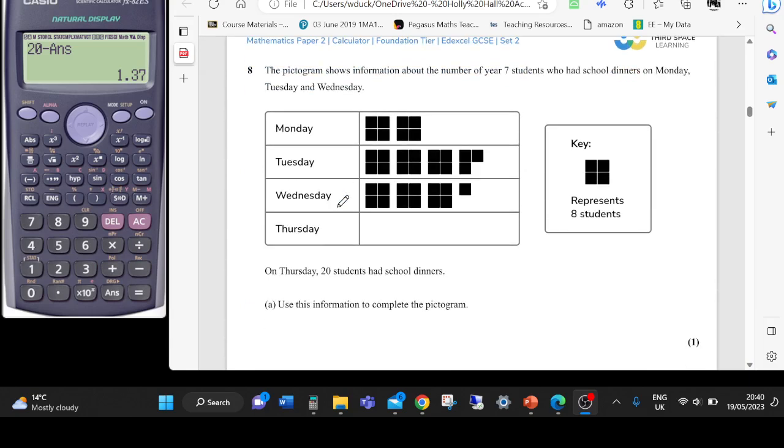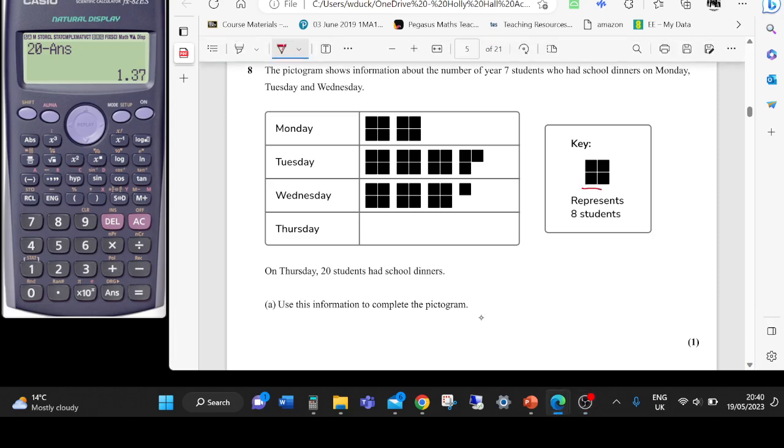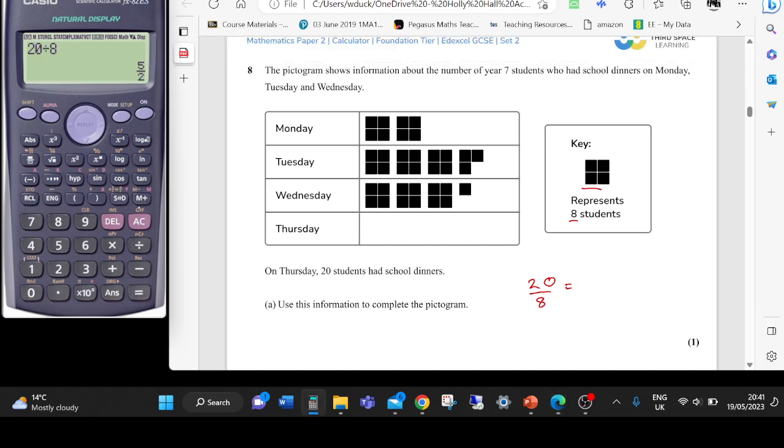Question 8. The pictogram shows information about the number of Year 7 students who had dinners on Monday, Tuesday and Wednesday. On Thursday, 20 students had school dinners. Use this information to complete the pictogram. So the key thing here is going to be our key. Each full square represents 8 students, so 20 divided by 8 will tell us the number of full blocks. So we're looking at 2.5 blocks.